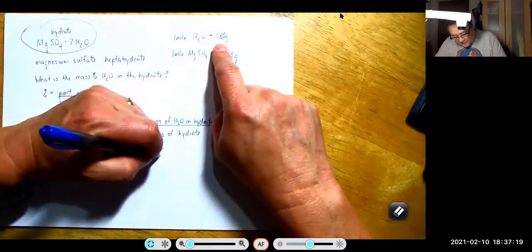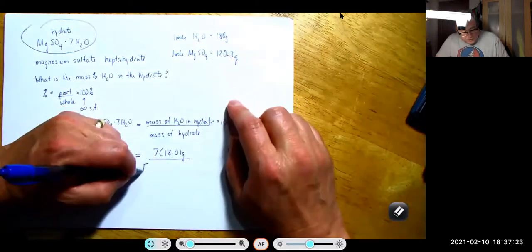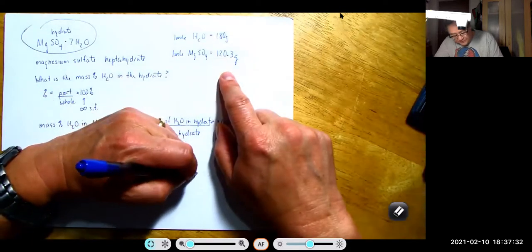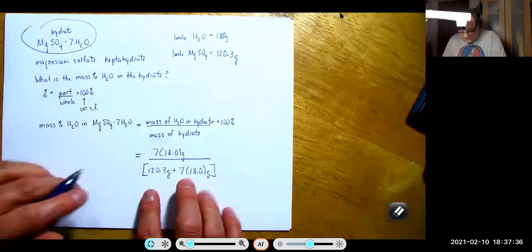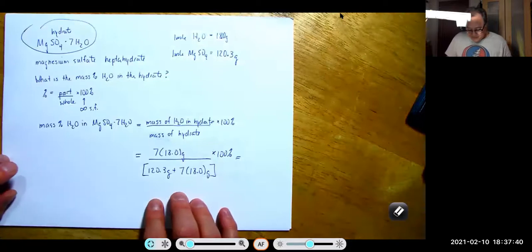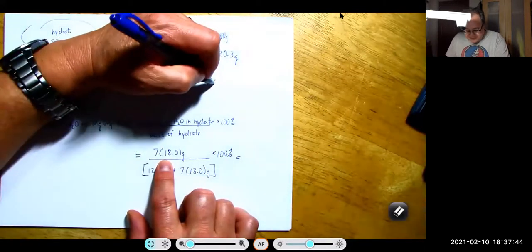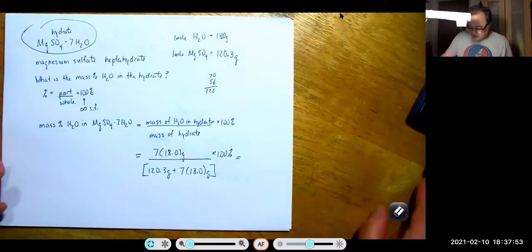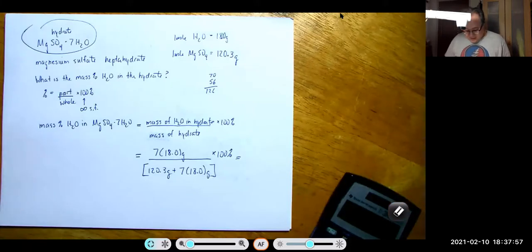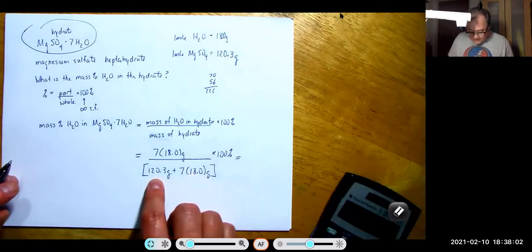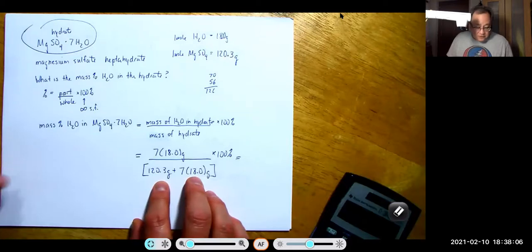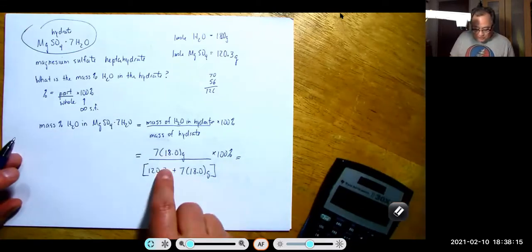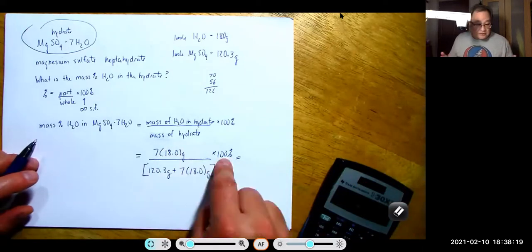7. So we'd have 7 times 18.0 grams. What's this? It's 120.3 grams plus 7 times 18.0 grams. So that's the whole, and times 100%. Now 7 times 18 is 56 plus 70, 126. So let's see what we get for an answer. I'm going to estimate if this is 126 and this is 120, that adds up to roughly 254. And if that's 126, then it should be about 50%. Because you'll have 126 over 126 plus 126, that's 1/2. 1/2 times 100 is 50%.